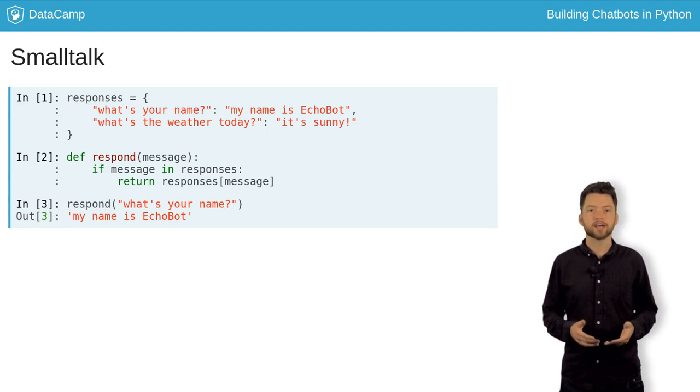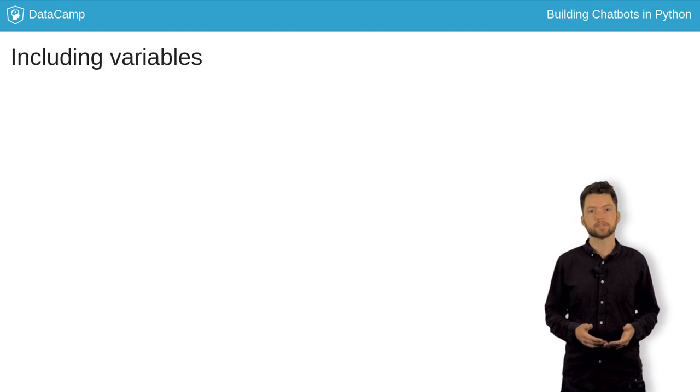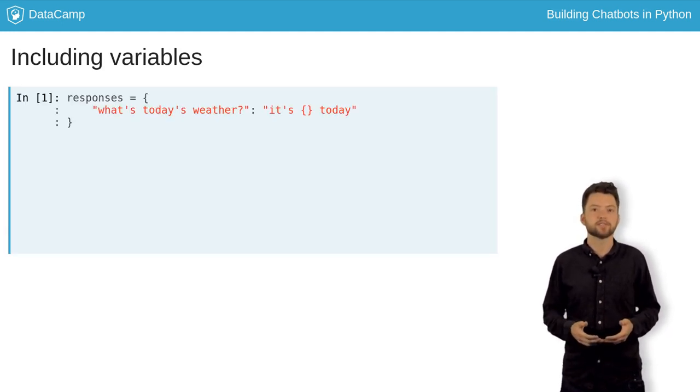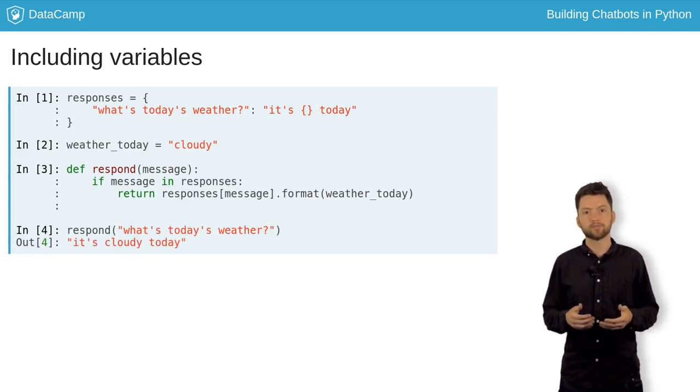Since the world outside is always changing, your bot's answers have to be able to as well. The first thing you can do is add some placeholders to the responses. For example, instead of "the weather is sunny," you can have a template string, like "it's {} today." Then later you can insert a variable weather_today by calling format(weather_today).